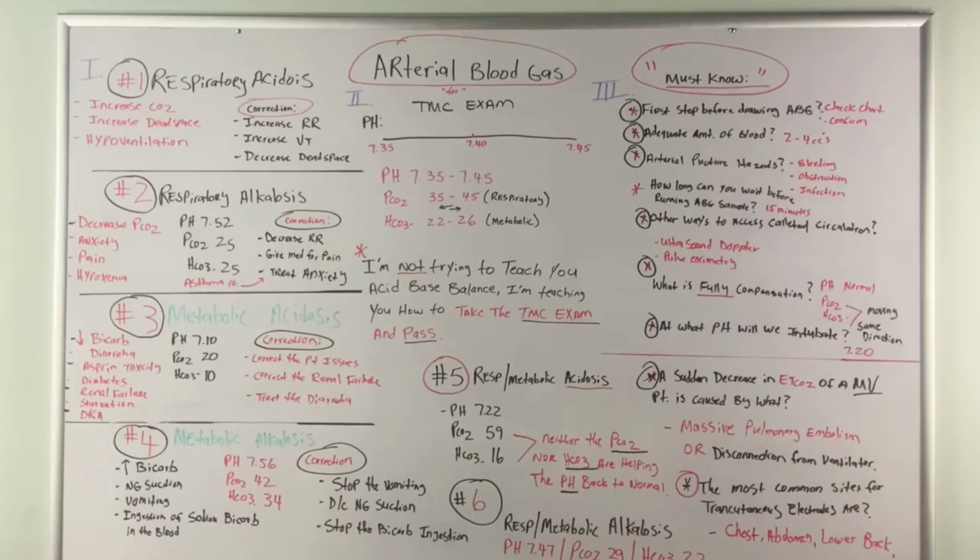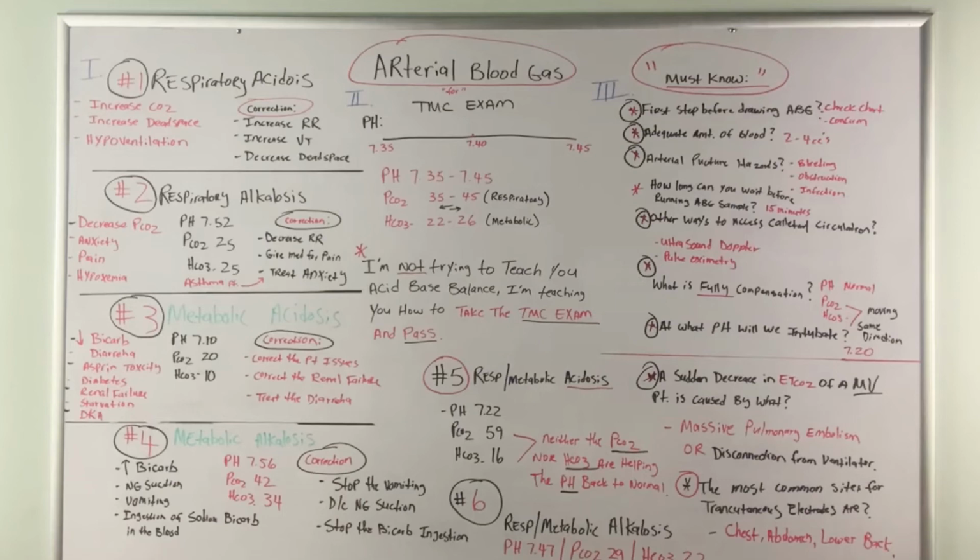you have to run that blood gas. Another way to assess collateral circulation, other than the Allen test, is you can use a Doppler ultrasound, or you can use pulse oximetry. When is an arterial blood gas fully compensated? Well, the pH is normal. And in order for it to be fully compensated, the PCO2 and the bicarb must be moving in the same direction. At what pH will we intubate a patient?